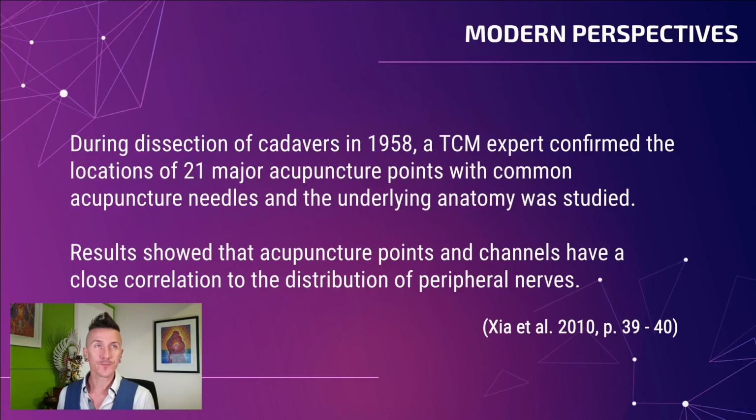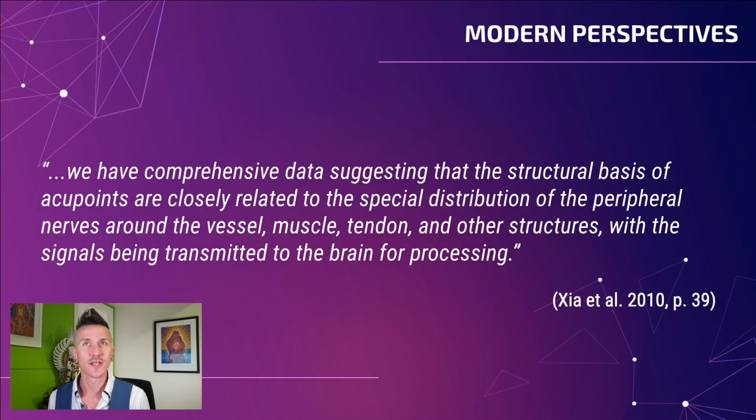So in this book, it says, during dissection of cadavers in 1958, a TCM expert confirmed the location of 21 major acupuncture points with common acupuncture needles, and the underlying anatomy was studied. Results showed that acupuncture points and channels have a close correlation to the distribution of peripheral nerves. We have comprehensive data suggesting that the structural bases of acupoints are closely related to the special distribution of the peripheral nerves around the vessel, muscle, tendon, and other structures, with the signals being transmitted to the brain for processing.